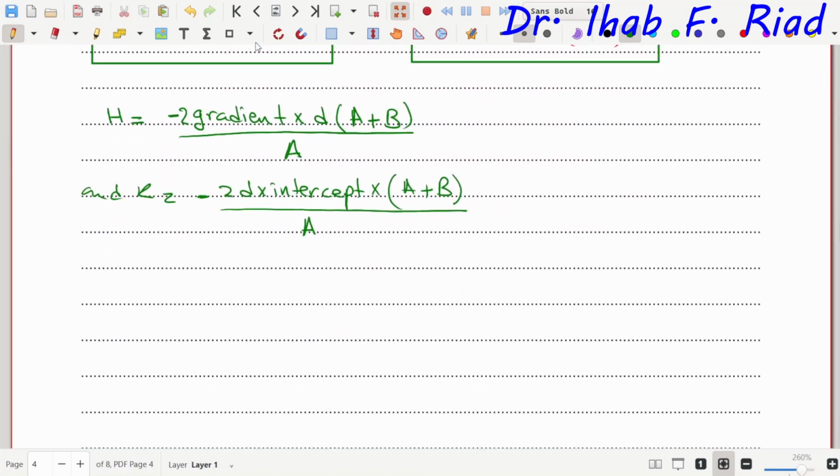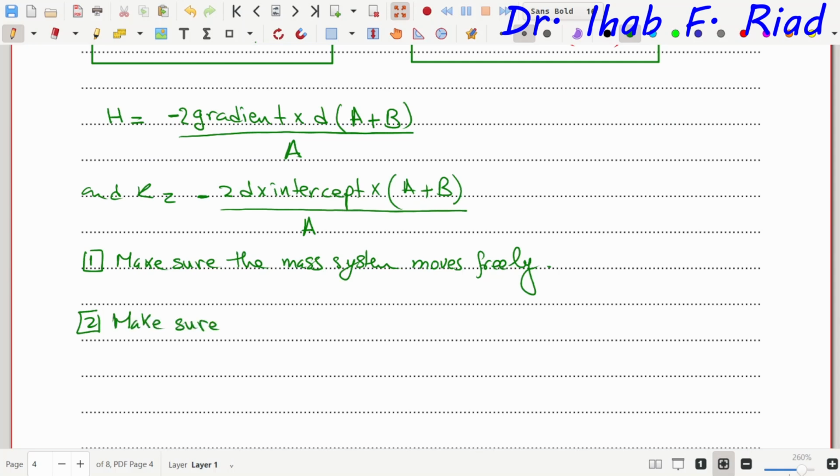So, one of the precautions that we should take: make sure the mass system moves freely. 2, make sure to always adjust the distance or the height d as needed.